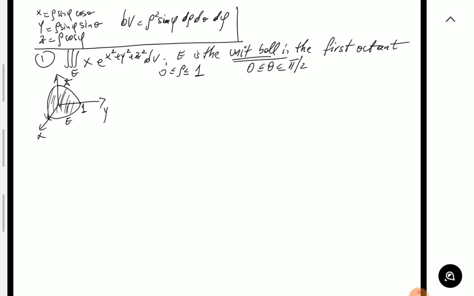Finally, phi goes from, if you follow my arrow here, the positive z-axis all the way to the xy plane. That's also pi over 2. So phi is between 0 and pi over 2. Okay, so that's the solid E.